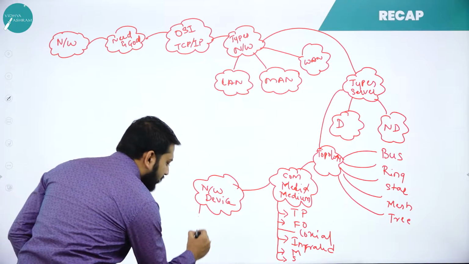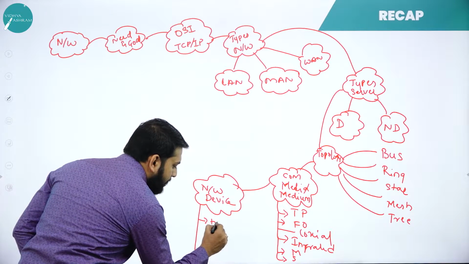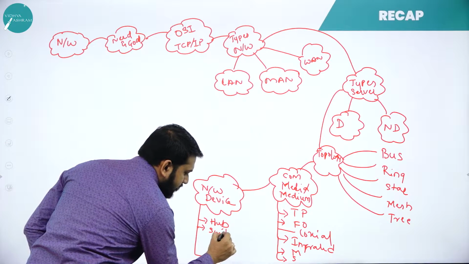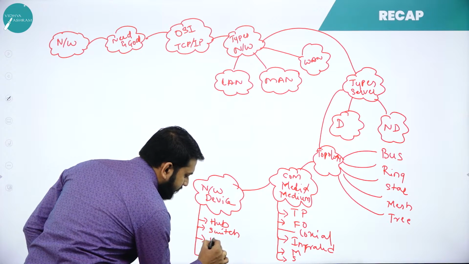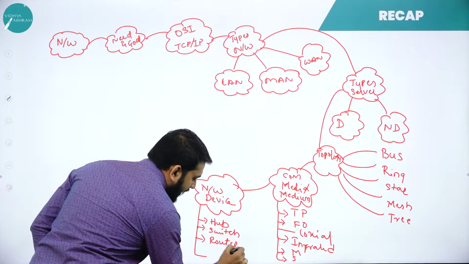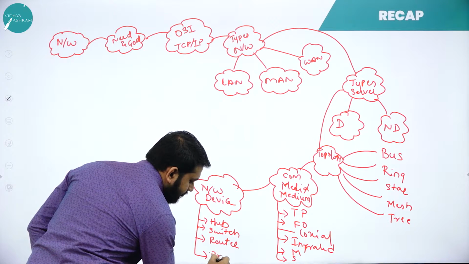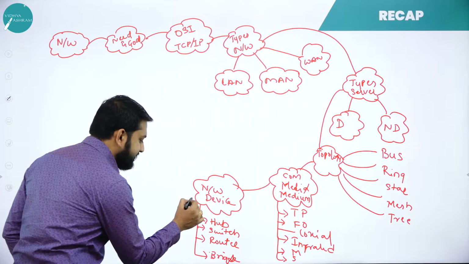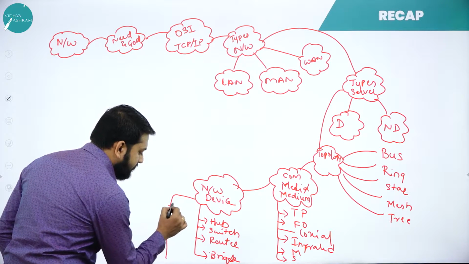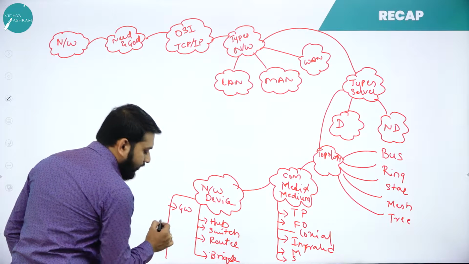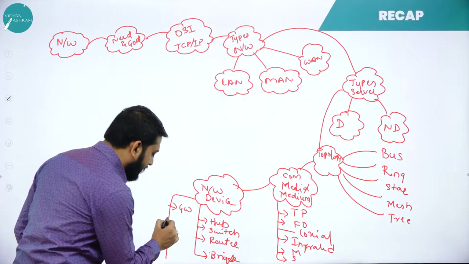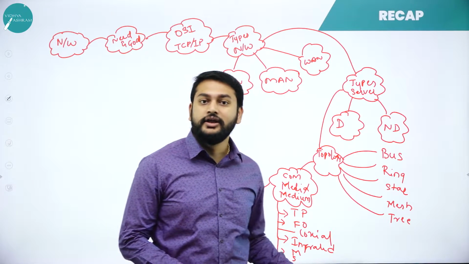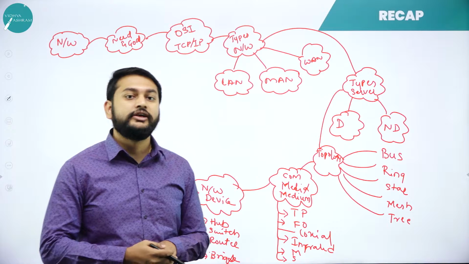So what are the different network devices that we studied? Hub. What is the first one that we studied? Hub. We have switch, and we have router. We have bridge. And we have, come on, I don't have space here, I'll just extend it, something called gateway, and we have something called firewall. So all those things we studied with the concept of networking devices.